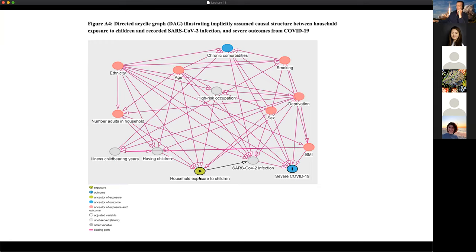And sex might also have an effect on whether or not you have children living in your household. For example, if you're a woman of a specific age, you're more likely to live with children than if you're a man of advanced age or something like this. But this is all confounded, right?